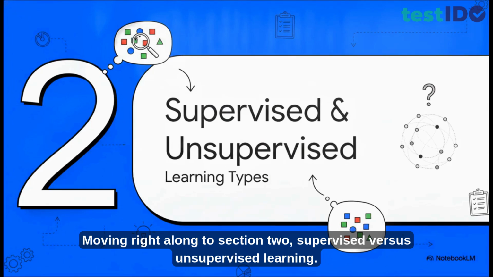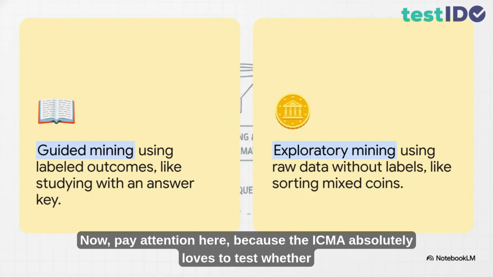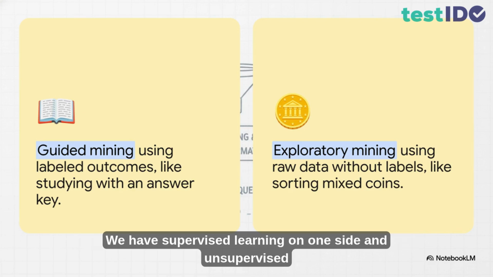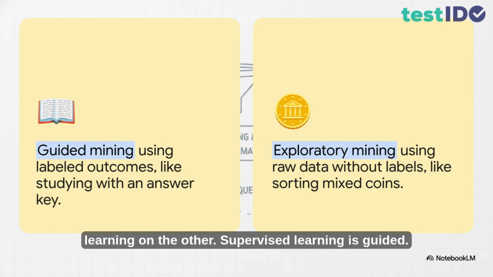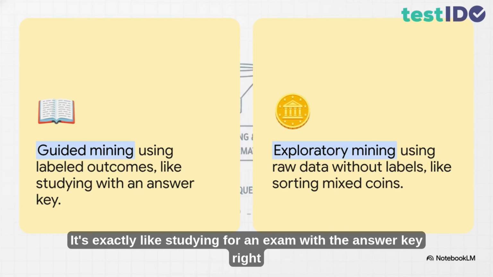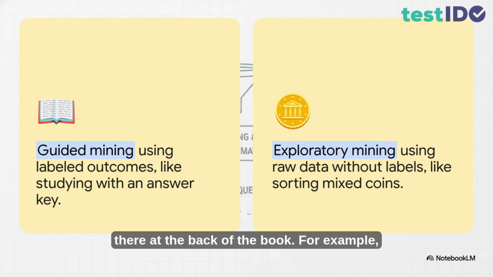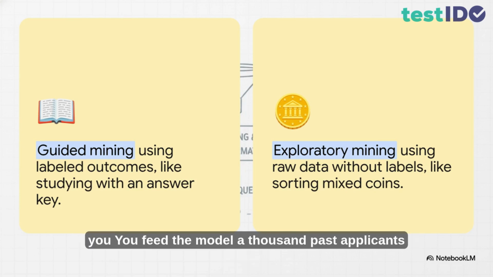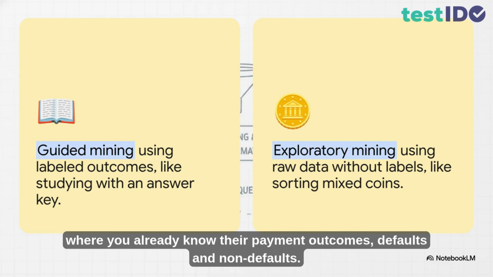Moving right along to Section 2, Supervised versus Unsupervised Learning. Now, pay attention here because the CMA absolutely loves to test whether you know the difference between the two main types of machine learning. We have supervised learning on one side and unsupervised learning on the other. Supervised learning is guided. You feed the algorithm historical data that already has labeled outcomes. It's exactly like studying for an exam with the answer key right there at the back of the book. For example, if you want to predict whether a new loan applicant will default, you feed the model 1,000 past applicants where you already know their payment outcomes, defaults and non-defaults.